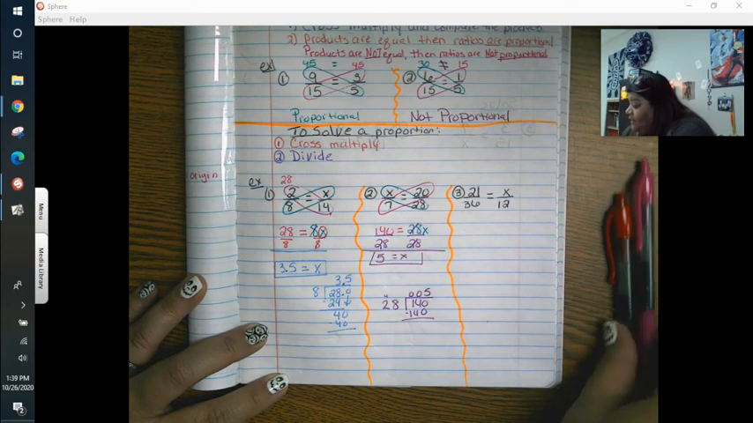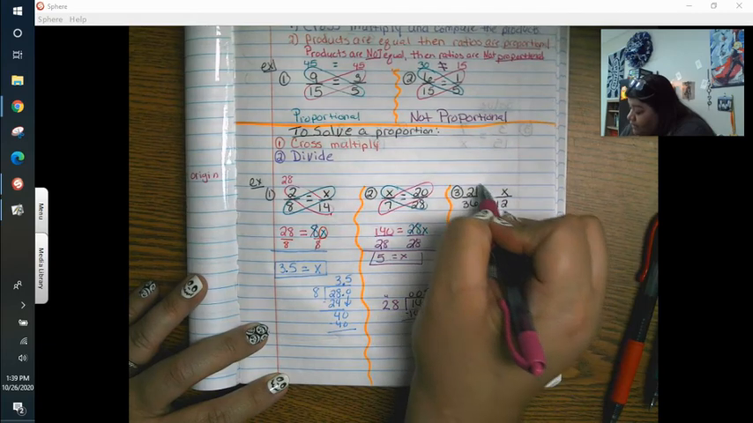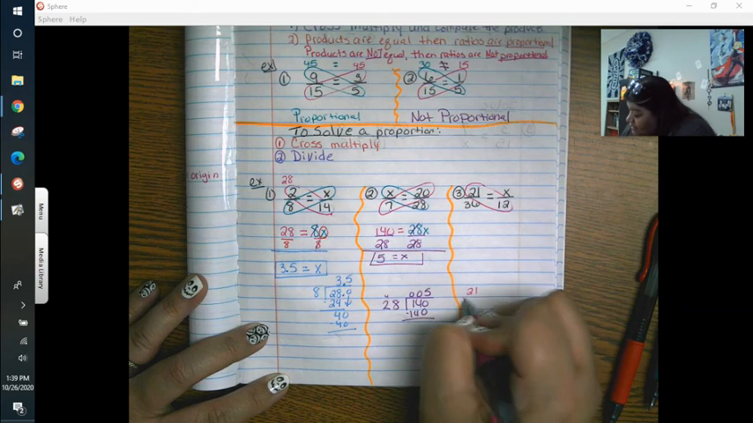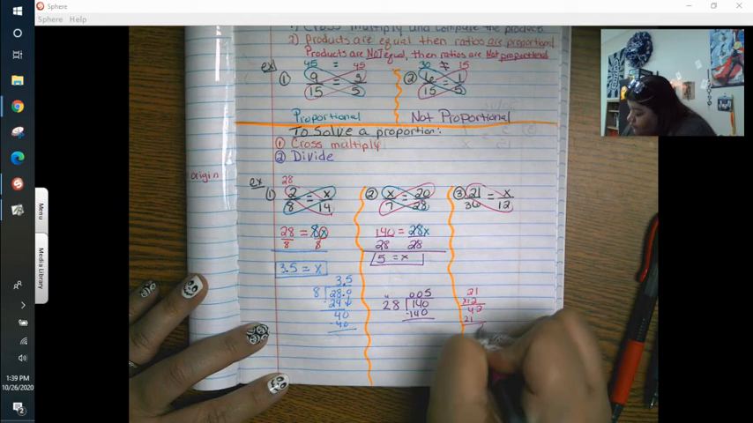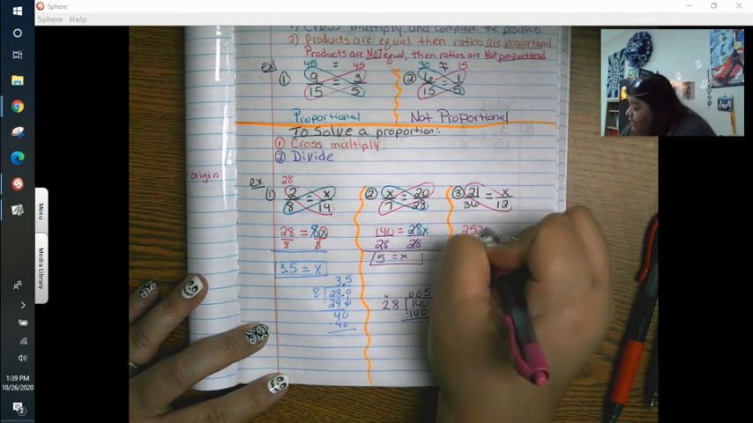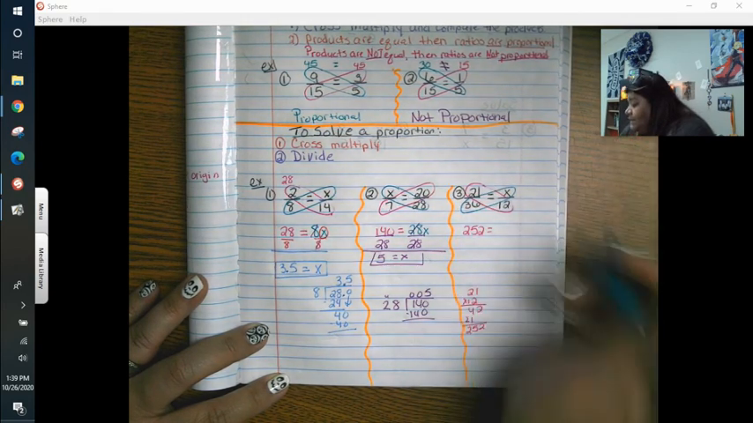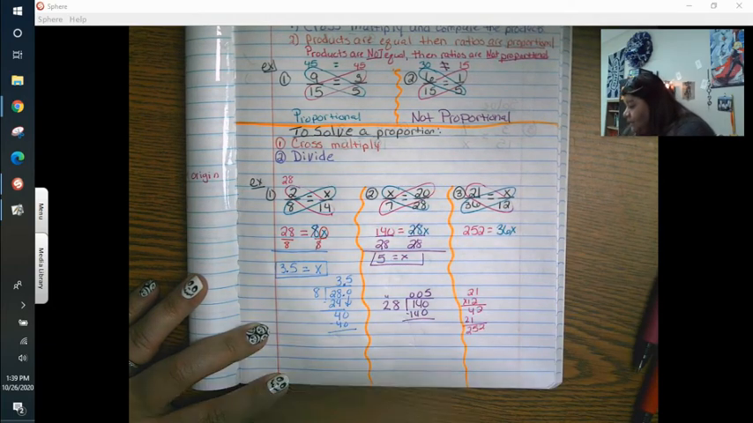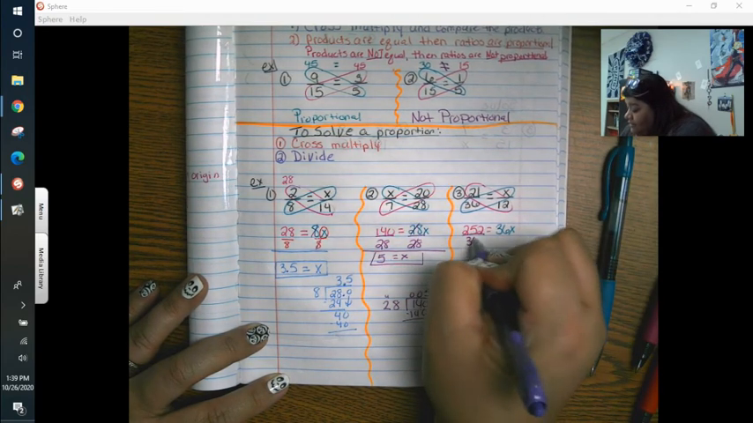Hold on. Now, over here, 36 and x, nope. 21 and 12, I can do that. Oh, let me do that math. 21 times 12. Why do I pick big numbers? 252. So 252 equals 36x. So we cross multiplied. Now to solve it, we divide. We divide this number by the 36.